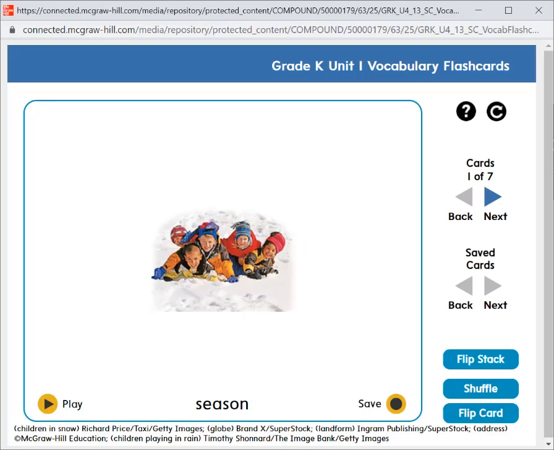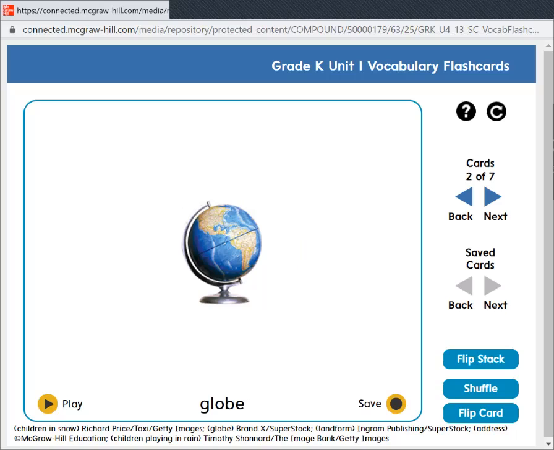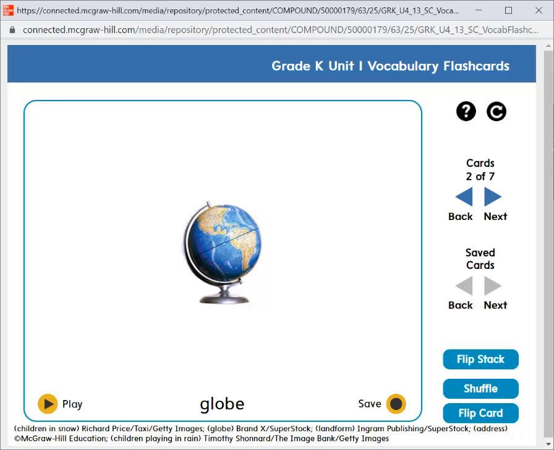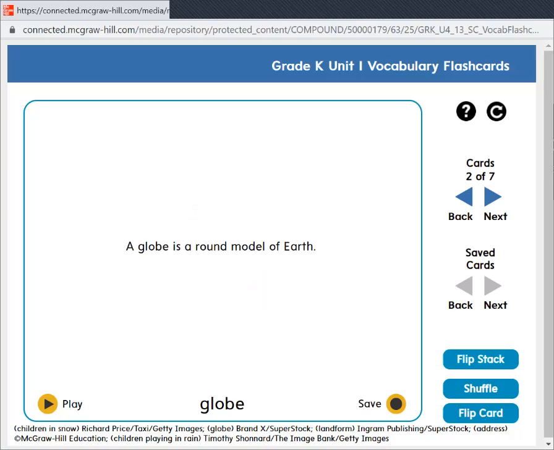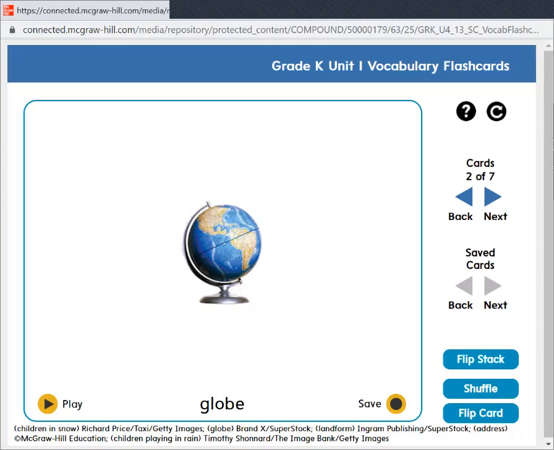All right, let's look at our next vocabulary word. This right here is a globe. So if we looked at Earth from space, it would look round just like this globe. So the meaning is a globe is a round model of Earth. So it's a model of the planet we live on, Earth. And that's how it would look if we were in space. So that is a globe.